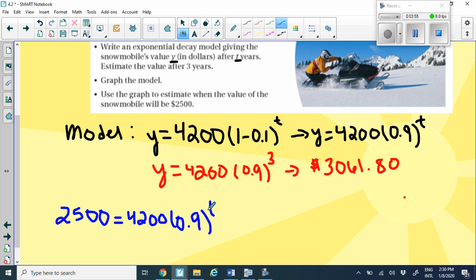Okay, now we are actually going to do something that you learned last semester, which is doing y1 and y2. So we're going to set 2,500 as our y1, and then the rest of the equation as y2. Then we're going to use the intersect feature on your graphing calculator to find where the intersection is, and that's going to be our final answer. So let's go ahead and do that.